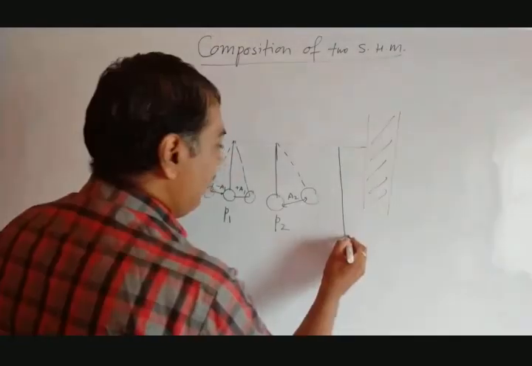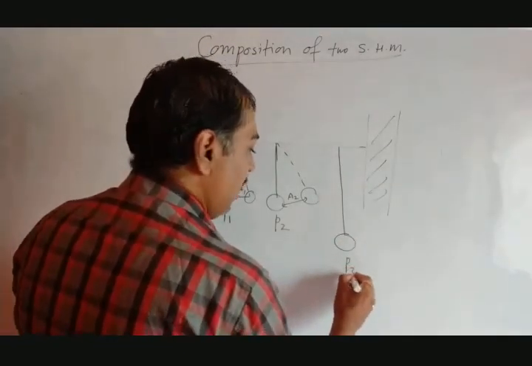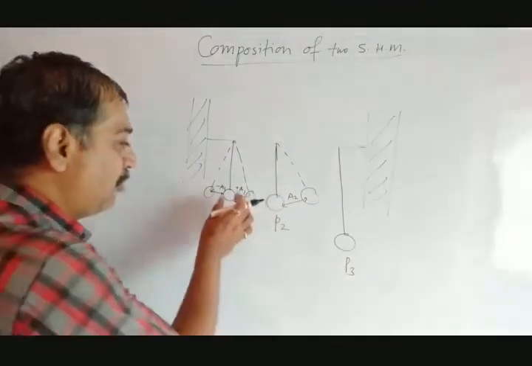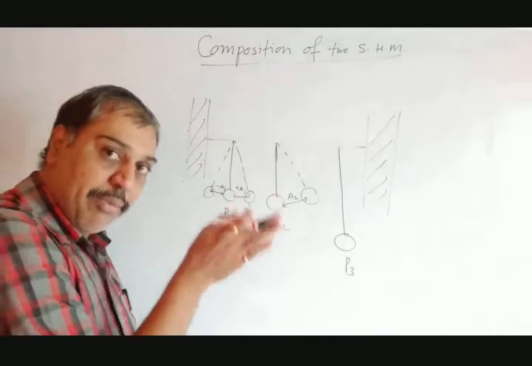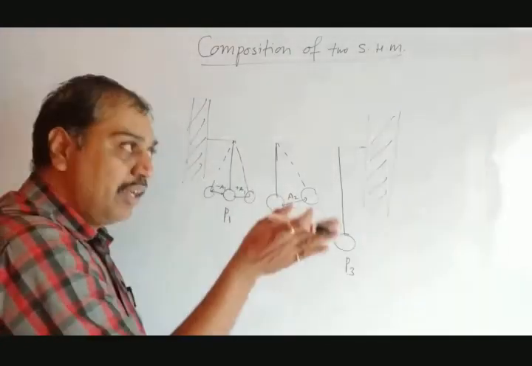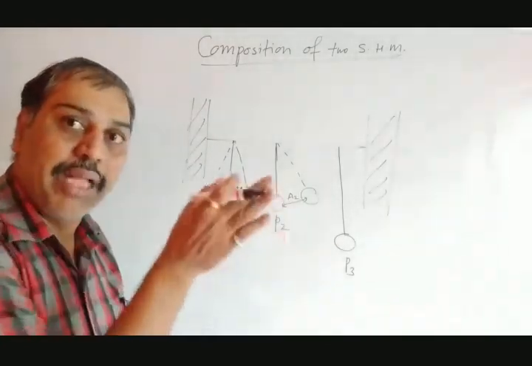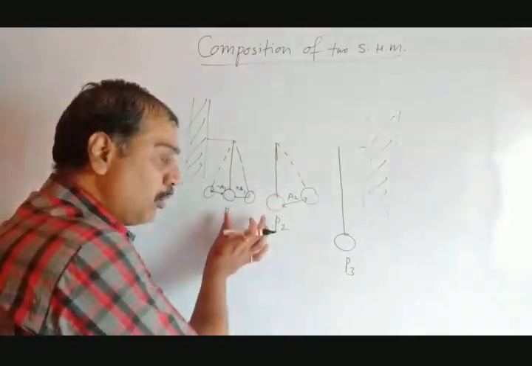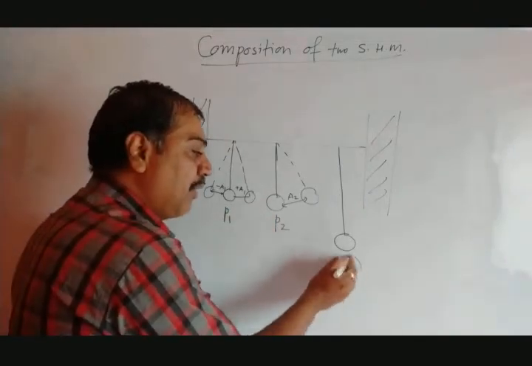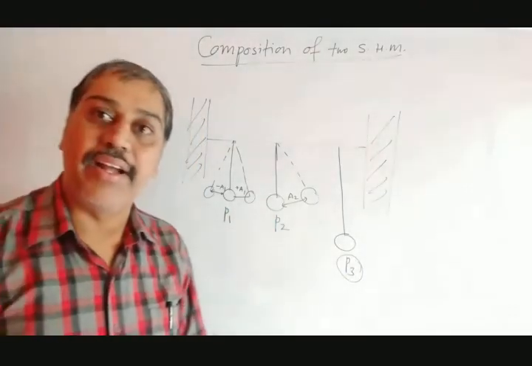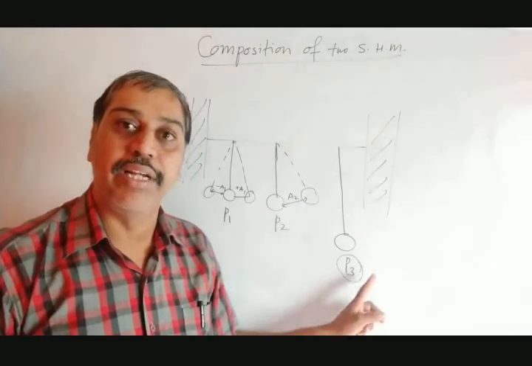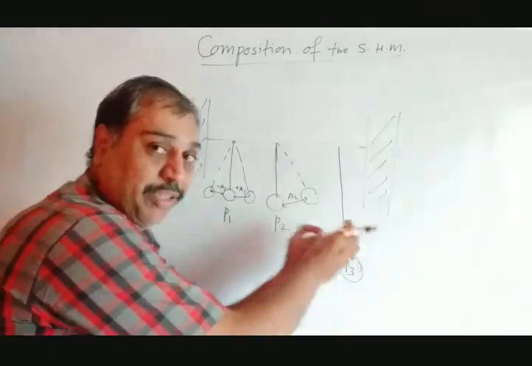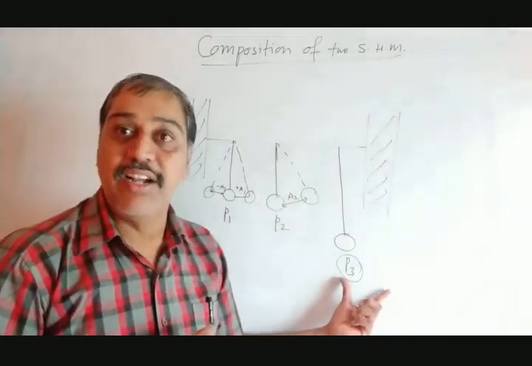Here is the third simple pendulum, and that is P3. And P3 is nothing but what? A combination of P1 and P2. When I move this P1 and leave it, it will perform a to-and-fro type of motion. Both of them are performing simple harmonic motion. But due to this, after some time, this pendulum P3 starts performing simple harmonic motion by the combination of these two, and that is said to be the resultant motion.